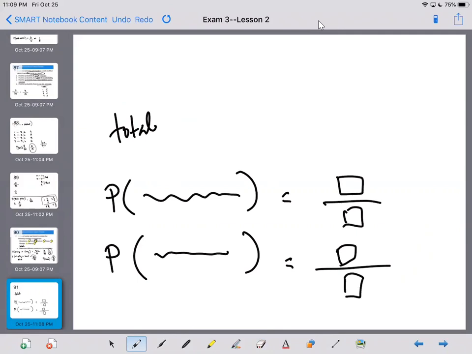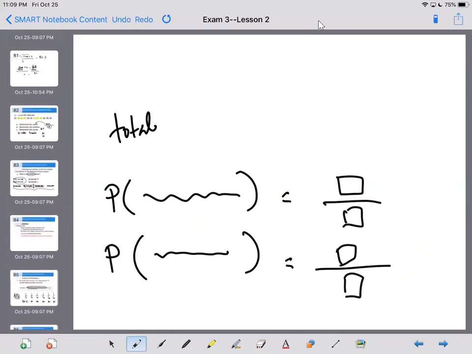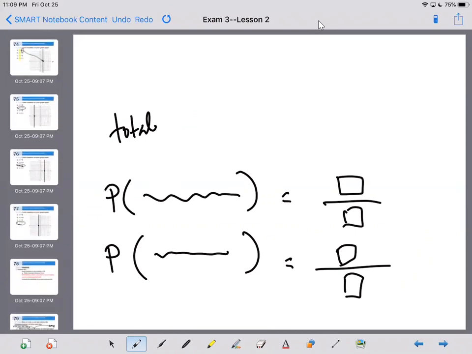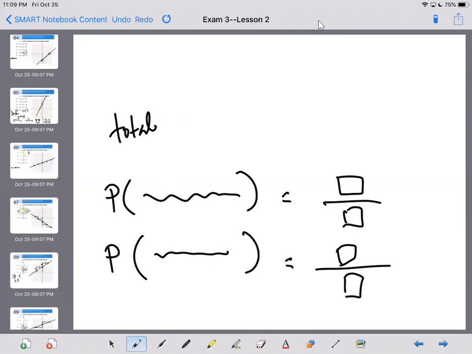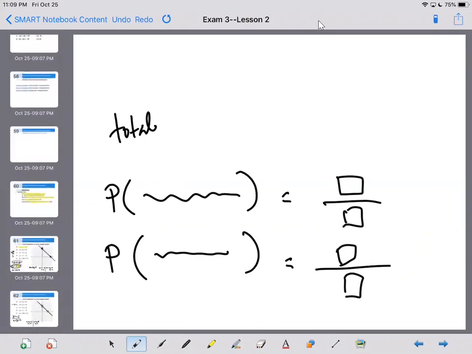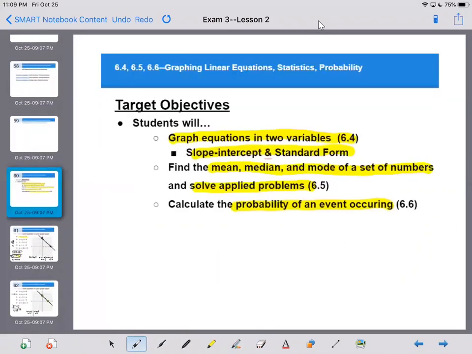So that concludes our part 2 video, where just a recap, going back to the objectives, is that we looked at equations in 2 variables. We looked at slope, intercept, standard form. We looked at vertical lines, horizontal lines. We looked at mean, median, and mode, different applications, and then we looked at probability of different events. So that concludes part 2 of this video series with graphical representations.